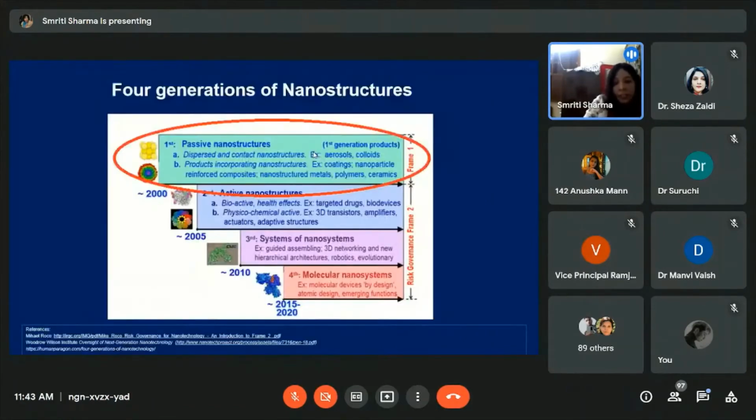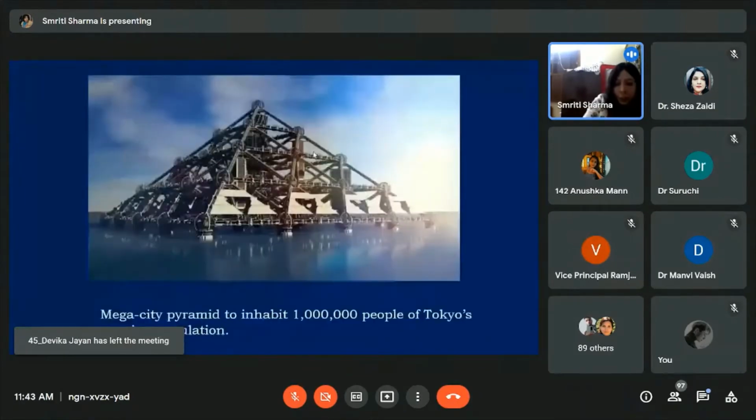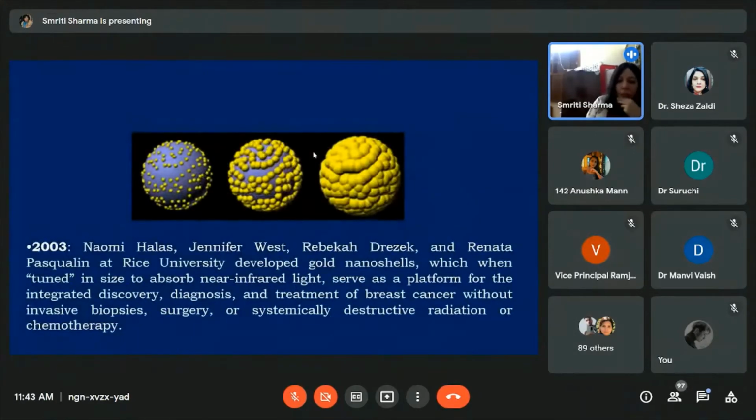Then you have active nanostructures. Active nanostructures are those that do something. They're not passively added, they're not just additives, they do something to the thing that they're applied to. For example, these gold nanoshells. Now these are very important. What they can do is, when they are injected into the human body, they can discover, diagnose, and treat breast cancer.